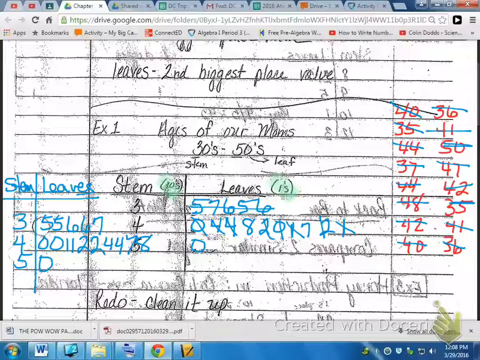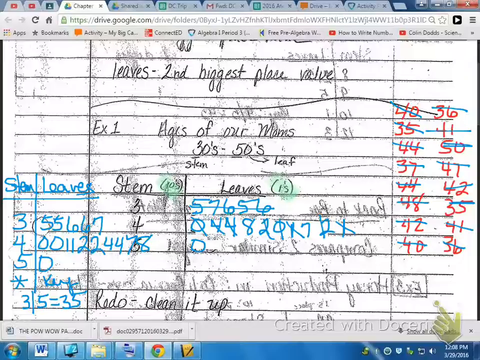Okay, so the most important thing with this, I'm going to put a little star down here. It's a thing called the key. You pick a number in the list. I'm going to pick 3/5. You write one of the numbers from the list, and then you put what that equals. You're showing people what those numbers mean. So 3/5 really means 35.